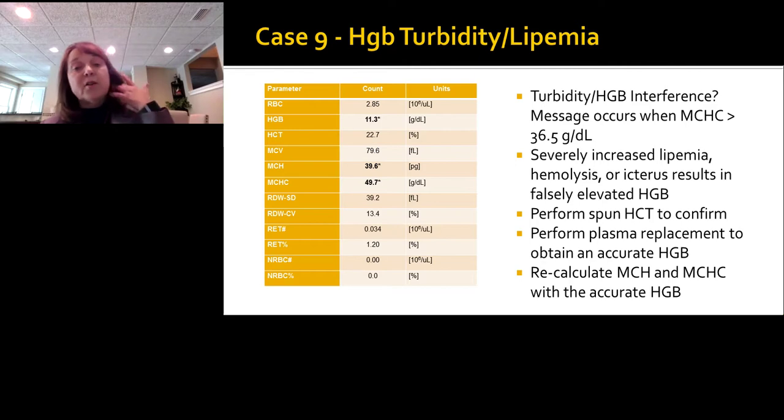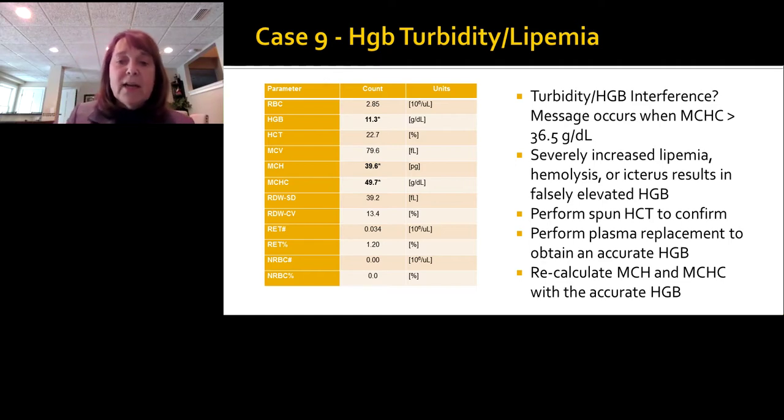Some labs will also do a spun hematocrit to confirm that the hematocrit is correct. And all labs would likely do a plasma replacement to try to get rid of the interfering color so they can have an accurate hemoglobin reported and then recalculate their indices so they too are accurate.